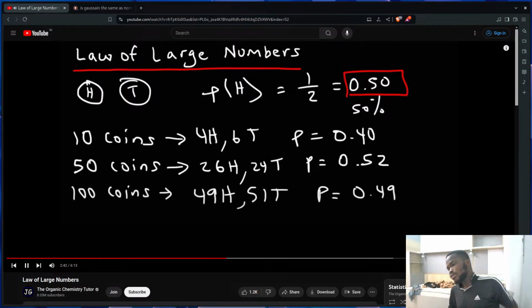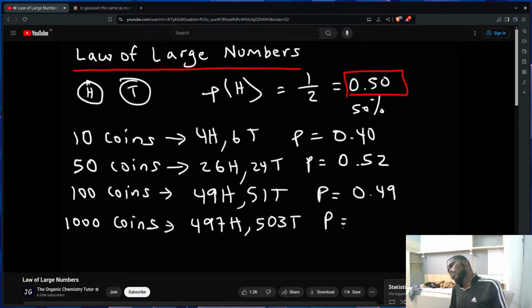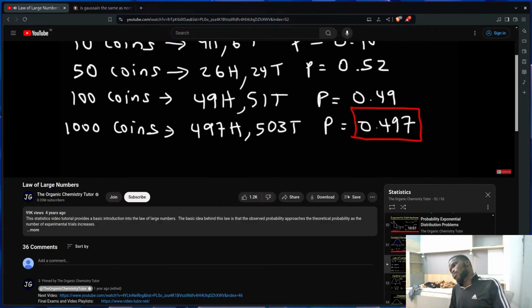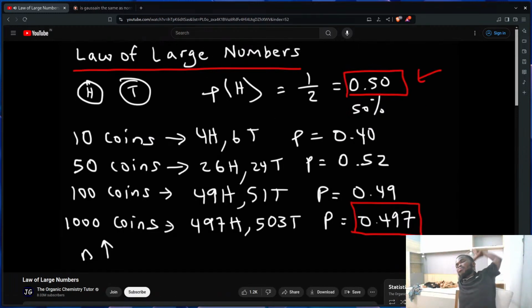Now, let's say if we did it 1,000 times, if we threw 1,000 coins in the air. In this case, we might get 497 heads and maybe 503 tails. So the probability will be 497 divided by 1,000. And so that's going to be 0.497. So notice that this number is very close to 0.5. So the more coins that you toss in the air, the probability will get closer and closer to 0.5. And so as the number of trials increases, the observed probability approaches the theoretical probability. And that's the basic idea behind the law of large numbers.